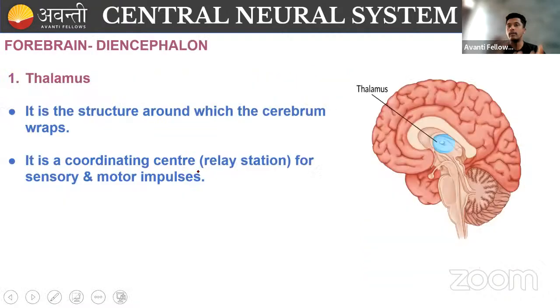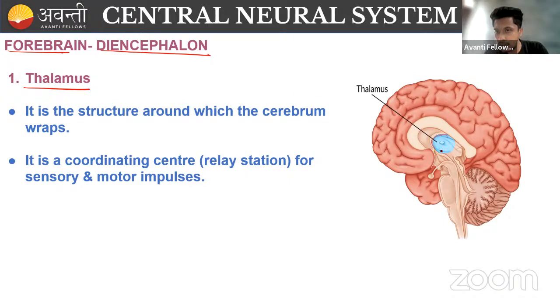So next, if we talk about the other portions of your forebrain, you have your cerebrum, isn't it? The cerebrum encloses another area within it, and this is called the thalamus. The thalamus is a part of a region called the diencephalon. As I said, in the forebrain we have two regions: one is the cerebrum region, the other is the diencephalon region. The diencephalon can be divided into two anatomical regions: one is the thalamus, the other is the hypothalamus, correct? So let us talk about the thalamus.